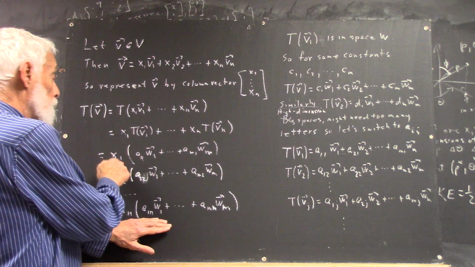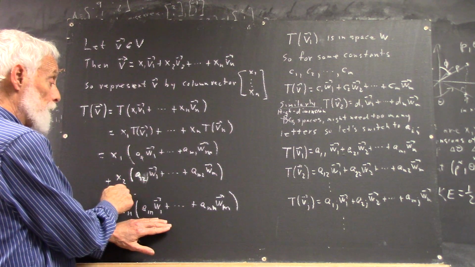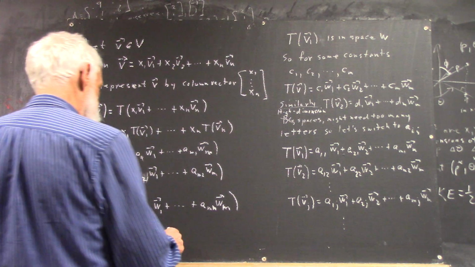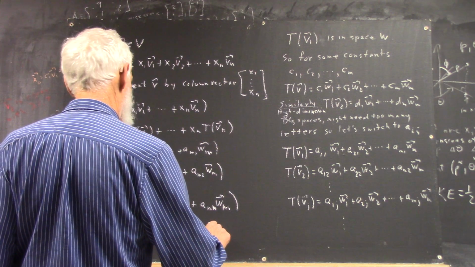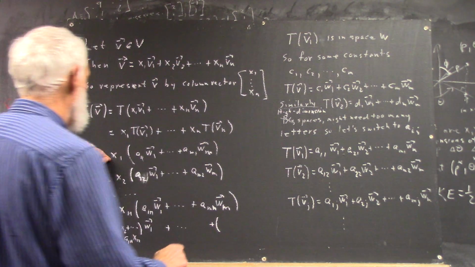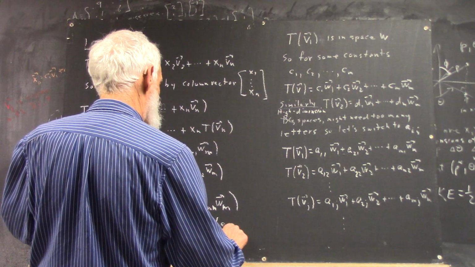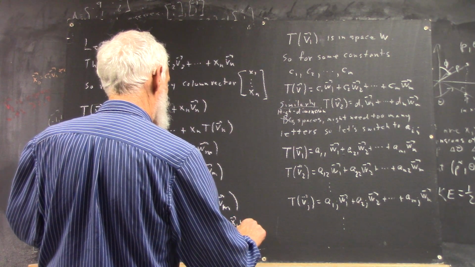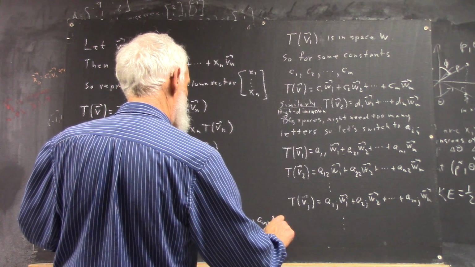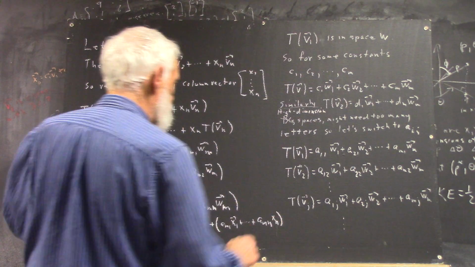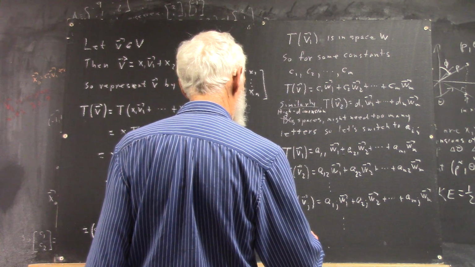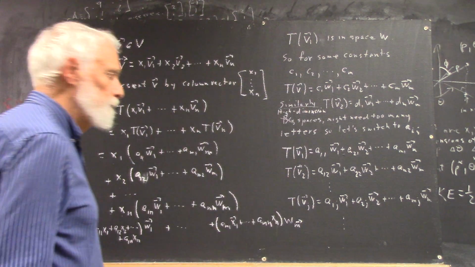Well, looks like it's A11 times X1 plus A12 times X2, and so forth to A1N times Xn, right? And what's the coefficient of Wm? Well, AM1 X1, all the way up to AMN XN, right? And then that's times WM. Okay?